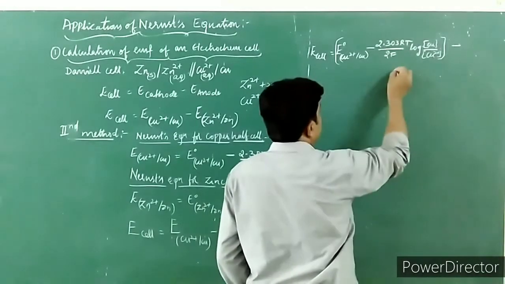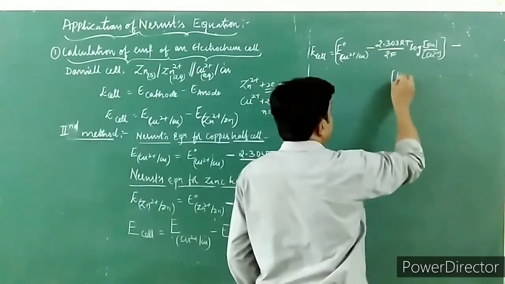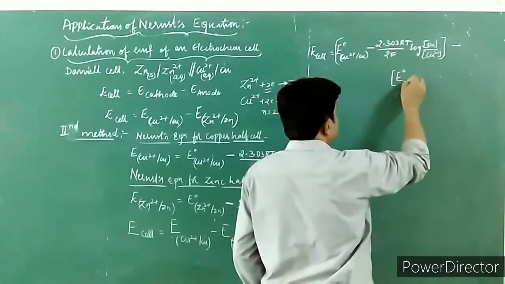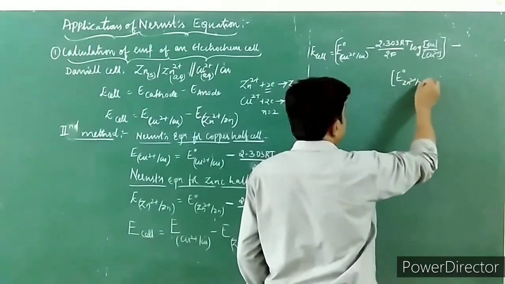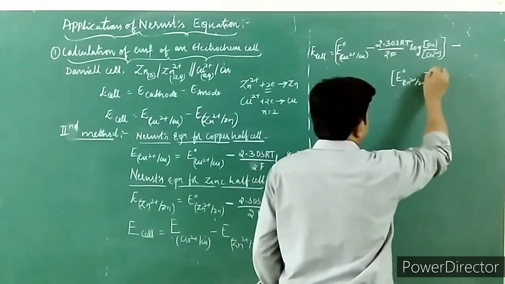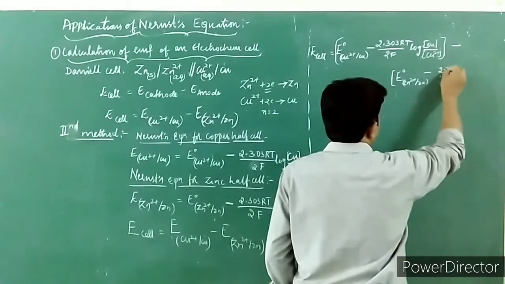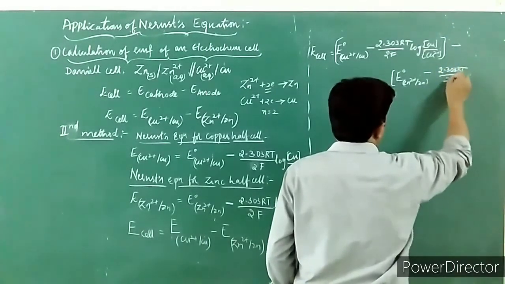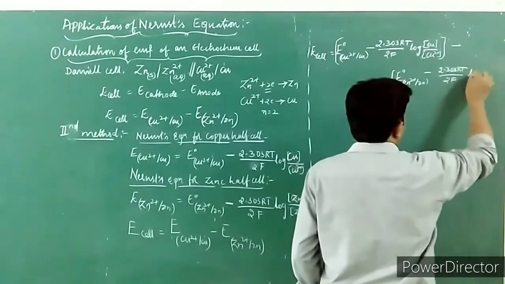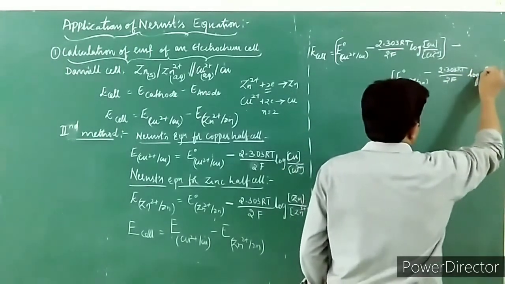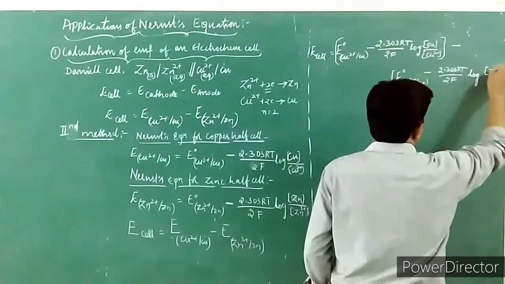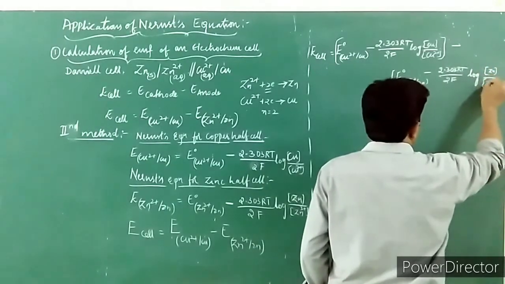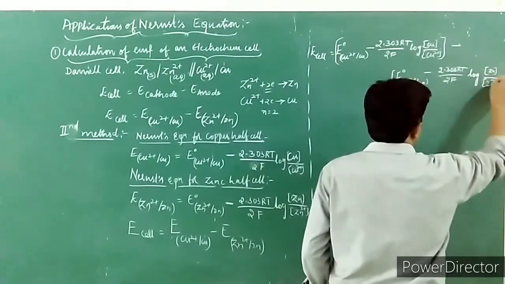minus, look at here, E naught Zn2+ | Zn minus 2.303 RT upon 2 into F into log of concentration of zinc upon molar concentration of zinc 2+ ions.